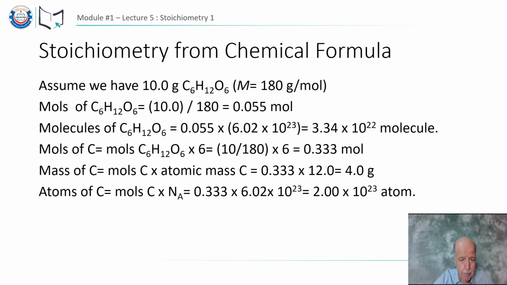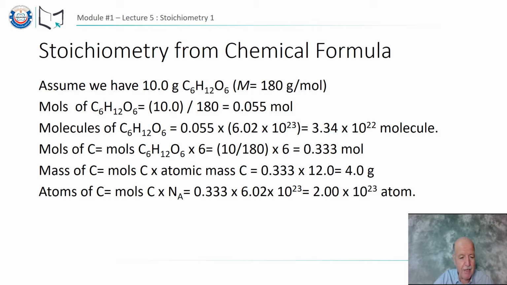Moles multiplied by Avogadro's number. Okay, I can. From glucose, I can calculate carbon, hydrogen, and oxygen. Moles of carbon: moles of glucose, multiply by 6. You start from the beginning. Mass over molar mass, these are the moles of glucose. Multiply by 6, it is the moles of carbon.